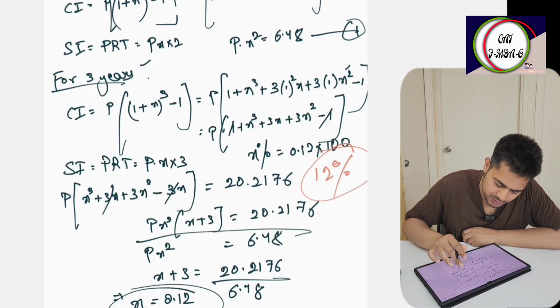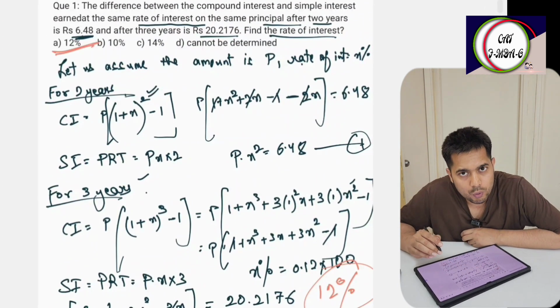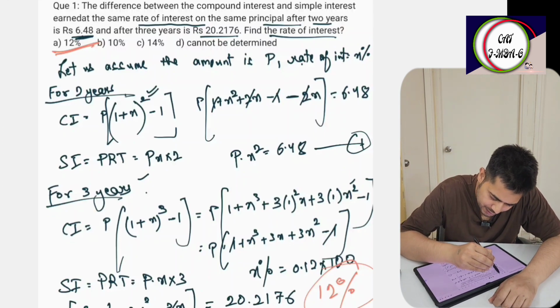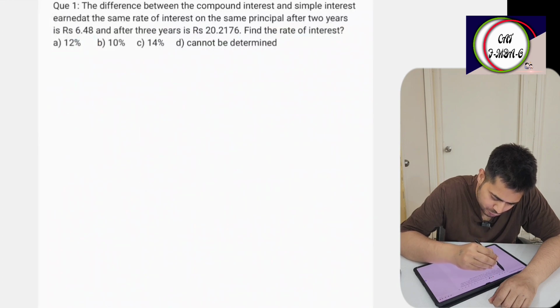So the answer is 12%. Let us see. Yeah, 12% is the right answer. So I hope you are able to follow. Again, I will revise what formulas I have used in this particular question.